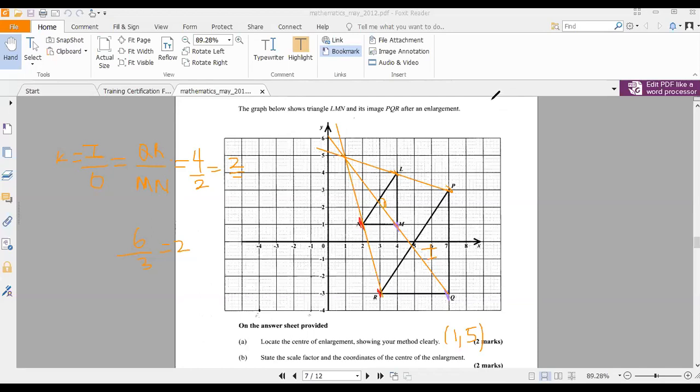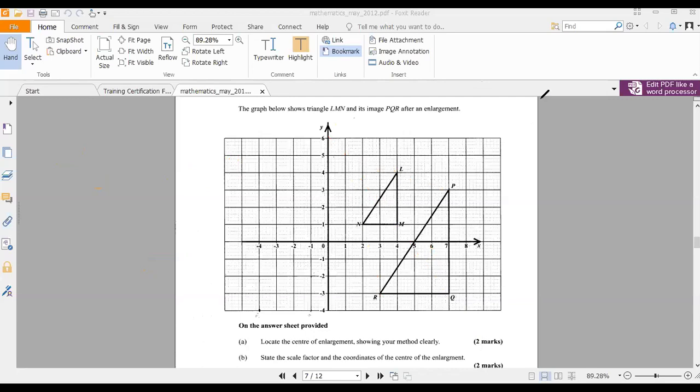What's the next question now? Any questions so far? How do you find a center of enlargement and how do you find a scale factor? If there are no more questions, I'll clear the screen and move on to the next question.